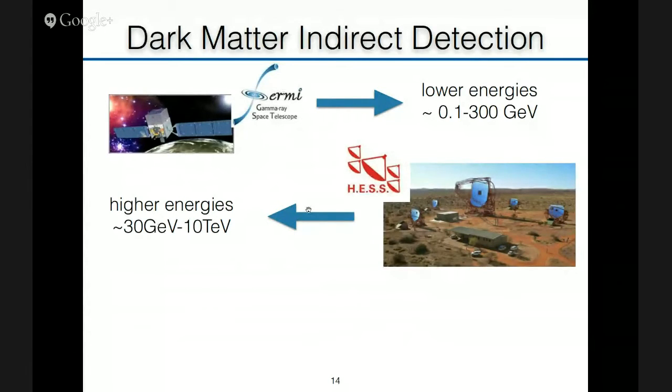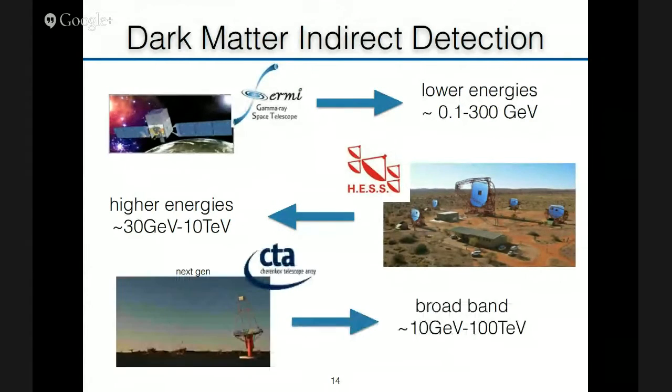And then the third kind of experiment I've been working on is a next generation telescope, which hasn't been built yet, but we're hoping to get data from this experiment as soon as possible. And this would be a very large experiment because it will be based in the southern and northern hemispheres, and it will have a broader band, detecting from some tens of GeV up to 100 TeV, so a huge energy range.